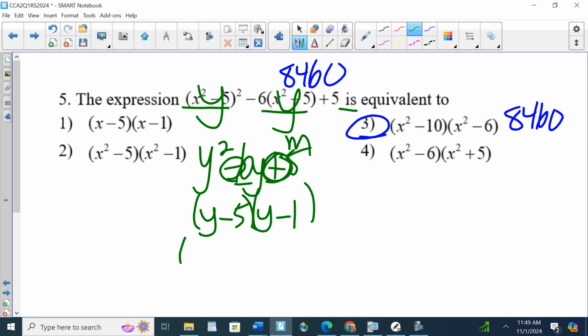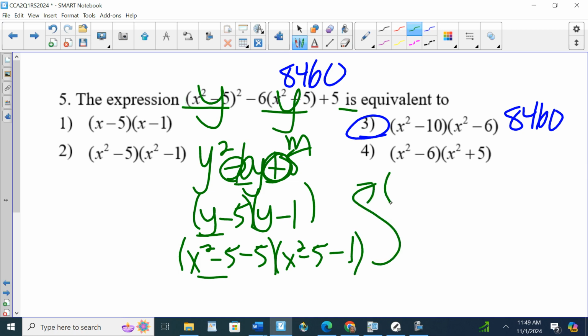Substitute back, x squared minus 5 minus 5. I'm replacing the y with x squared minus 5, and x squared minus 5 minus 1. I can combine like terms, so it becomes x squared minus 10, x squared minus 6. Can I factor further? No, they're almost difference of squares, but they're not, because that's not a perfect square, and that's not a perfect square. That's it.